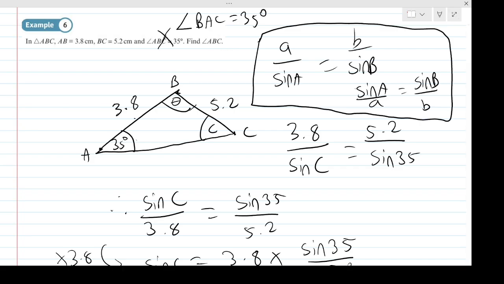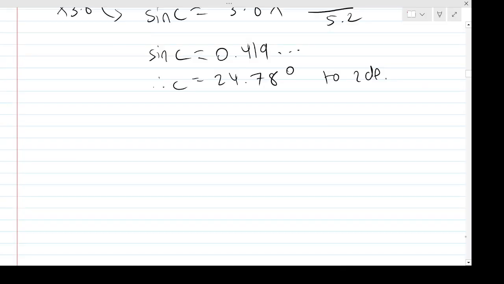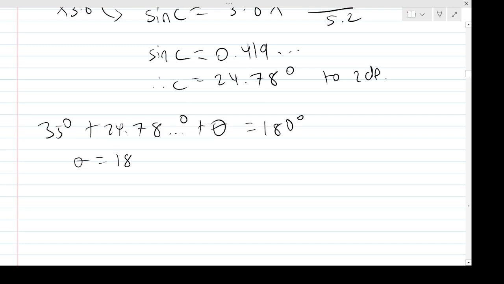But I know two angles in a triangle already, don't I? So to find the other angle, I should know that the angles in a triangle add up to 180. Therefore the angle 35 at A and the angle at C, which is 24.78, and the angle theta have to add up to 180. Therefore theta is 180, take away those two.